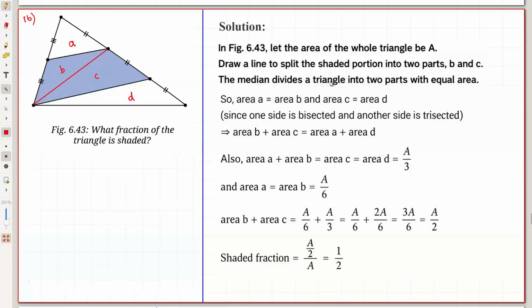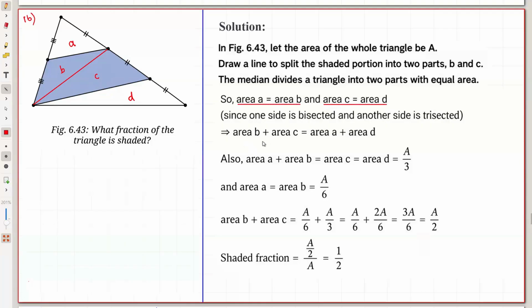Now we know that a median of the triangle divides it into two equal areas. Now here this is one median dividing into two parts. Area of A is equal to area of B. That's why I have written area of A and B are equal. The same as now, this also is a median. So area of C and D are equal, as it is the median.